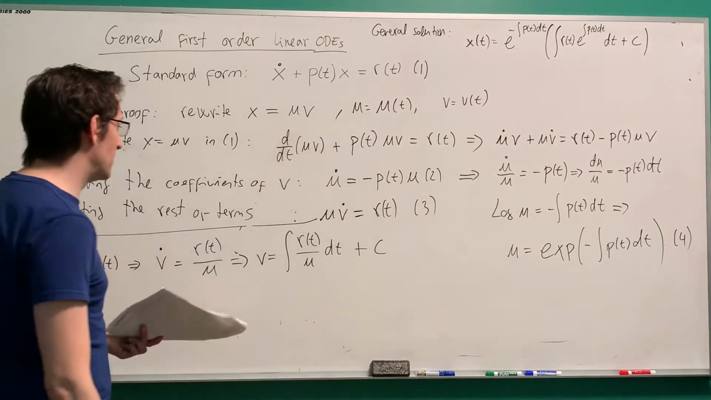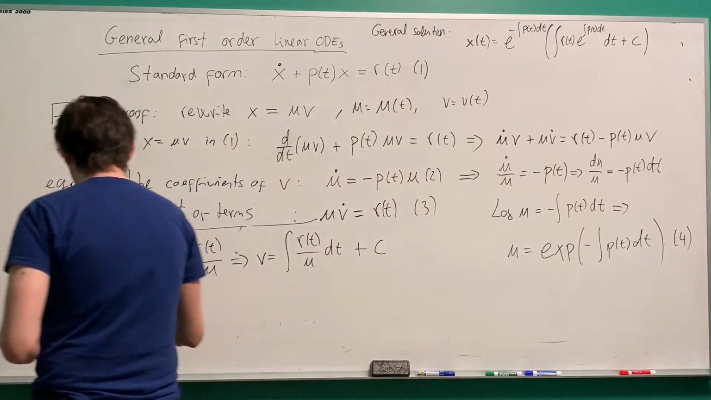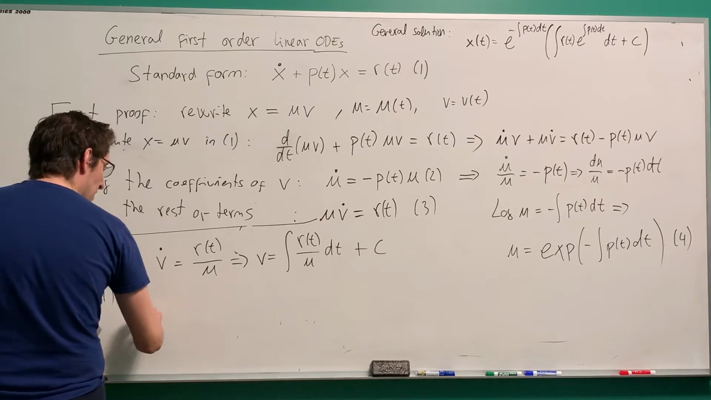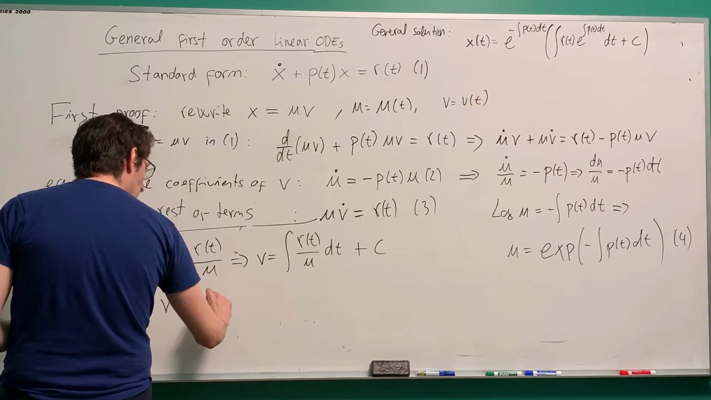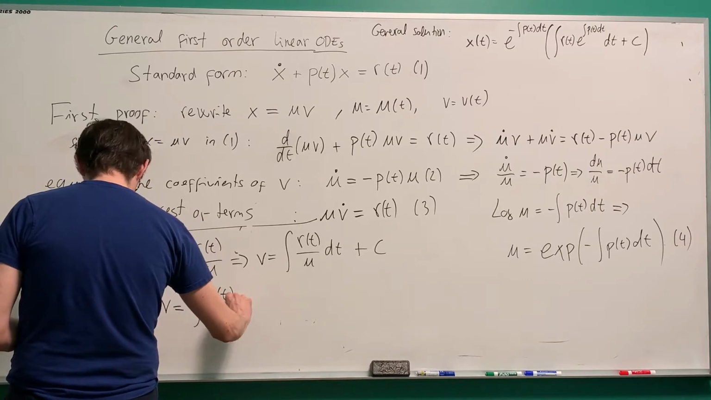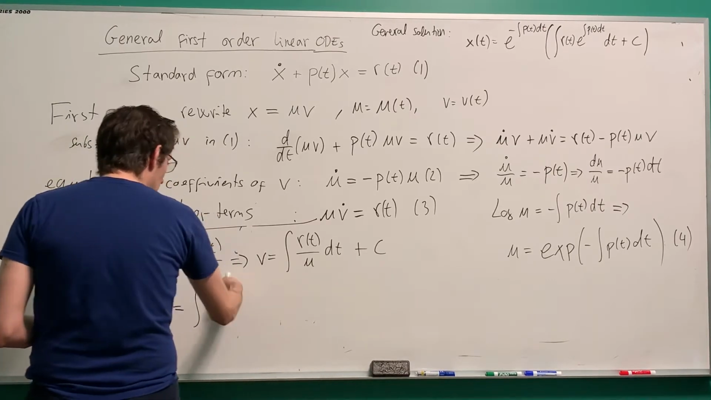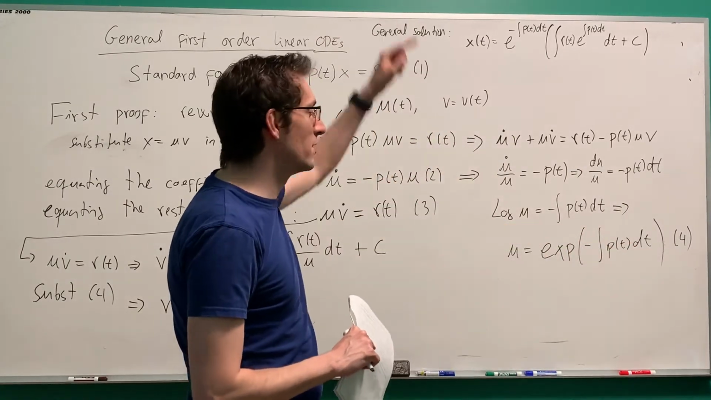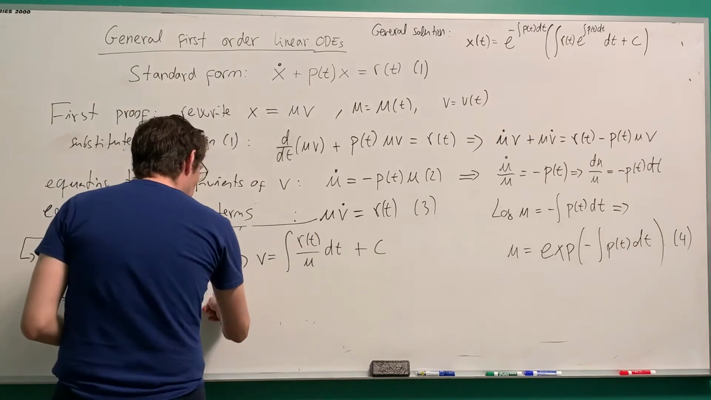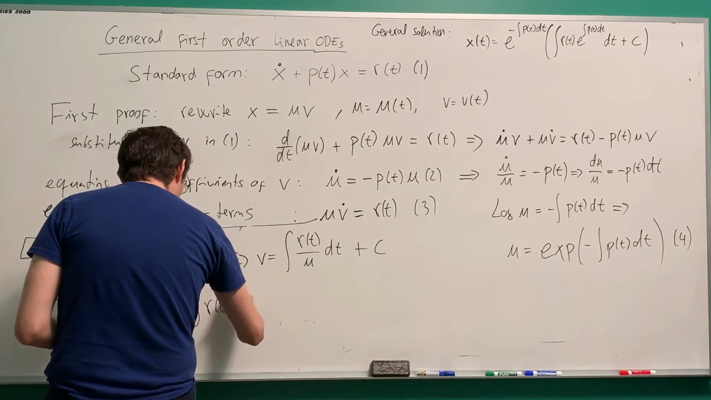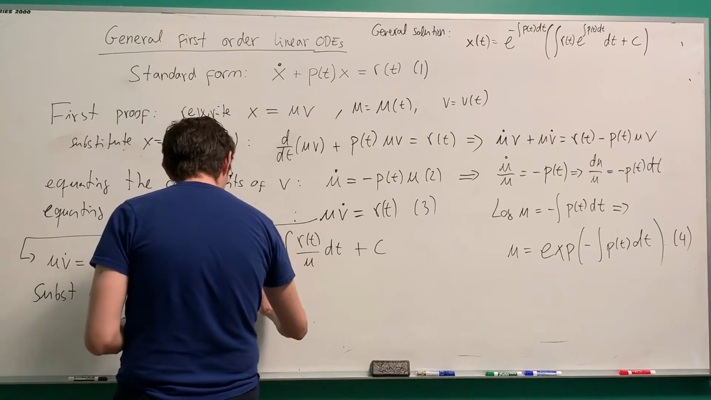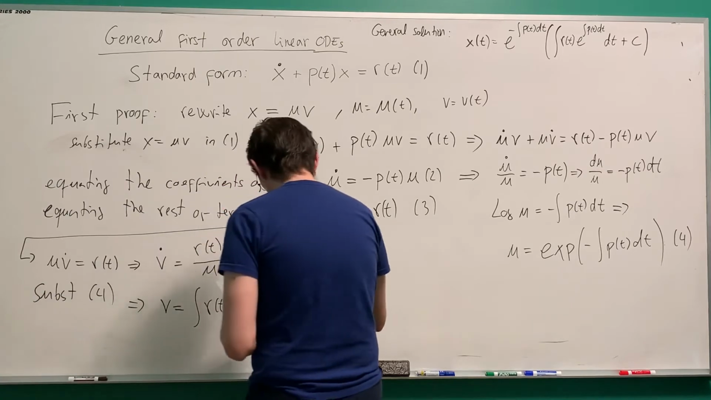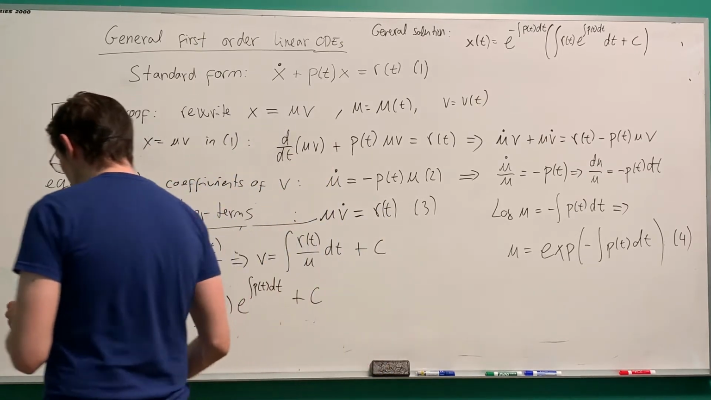All right, but then we can substitute. Let's just substitute now equation 4. So substituting equation 4, we get that v is equal to the integral of r of t divided by u, which is the exponential of minus the integral of p(t) dt. So this is 1 over the positive exponential. Let's just write it like this: r of t times the exponential of the integral of p of t dt, plus an integration constant.